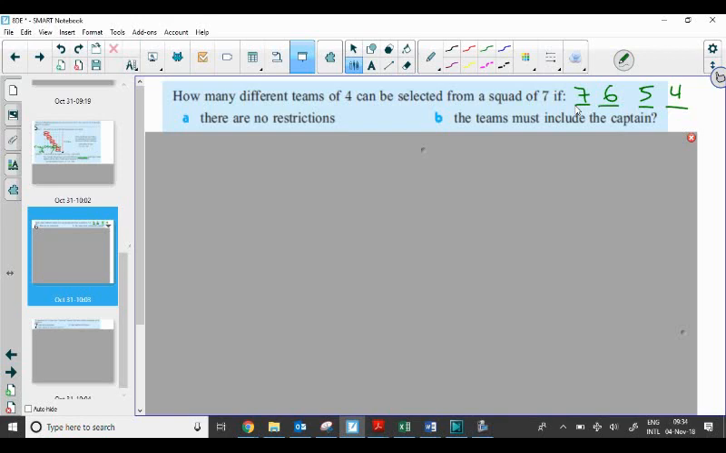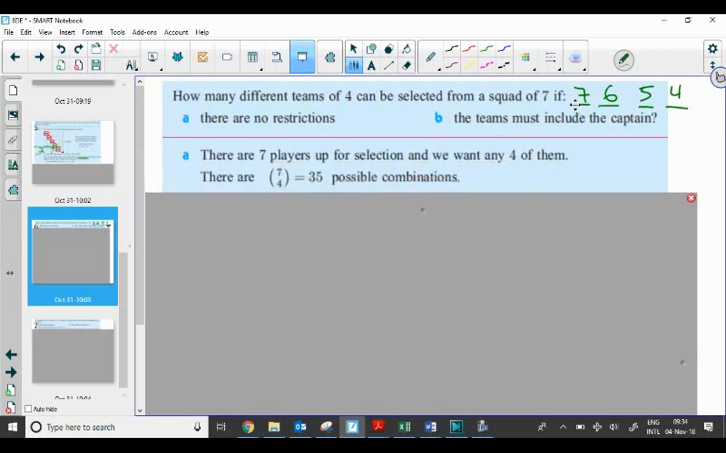Like if the team had to have a captain, a vice captain, I don't know, treasurer and a secretary. Couldn't think of anything else for that metaphor. There we would have 7 times 6 times 5 times 4. But we're just talking about a team. We just want 4 equal people. So the order here actually doesn't matter. So that's not the way we want to do it. We just want to use our combination formula, 7 choose 4, and we get 35.